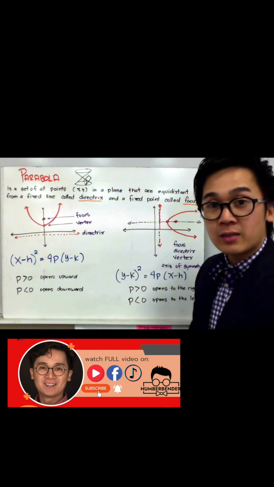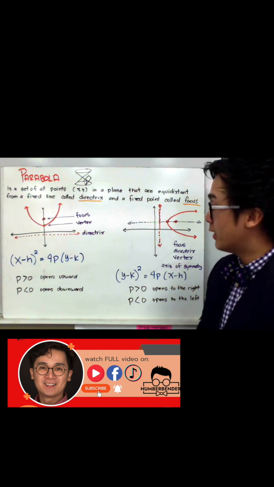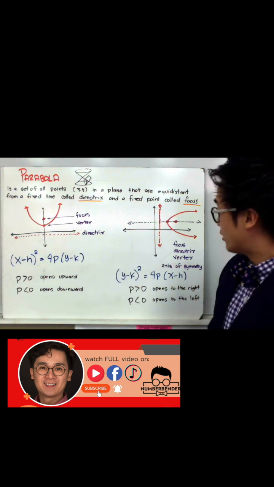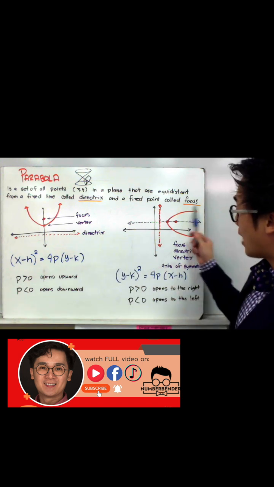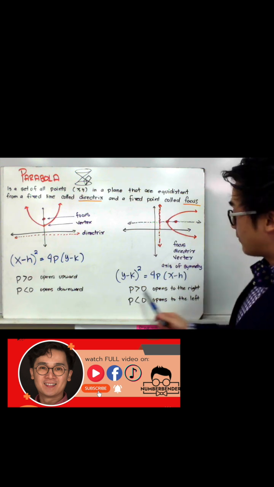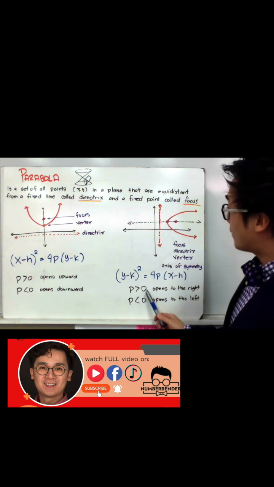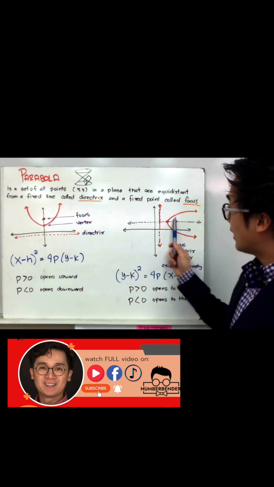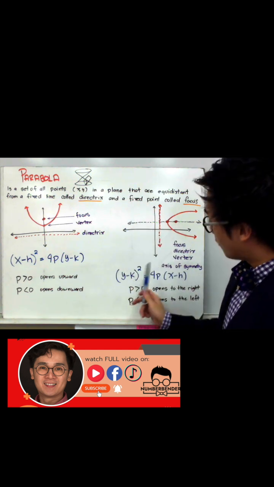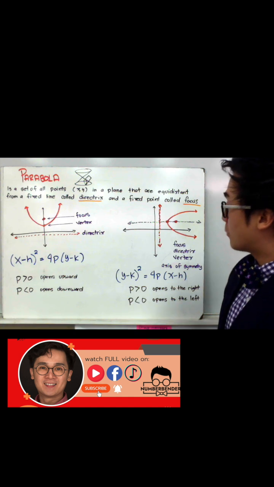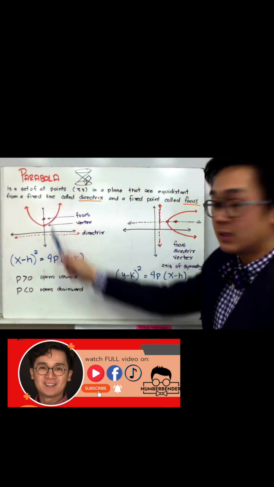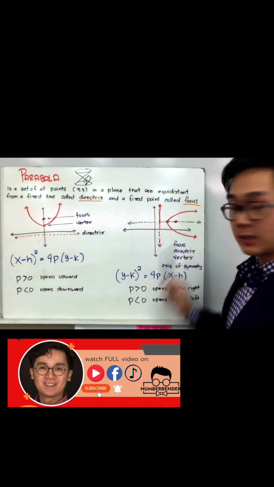So you need to make sure that you're using the correct form of the equation of the parabola depending on how it's opening. For the parabola that's opening sideways, it's going to open to the right if p is positive, and if p is negative, that means it's opening to the left side of your axis. So that's what we need to understand about the parabola when it's opening vertically and when it's opening horizontally.